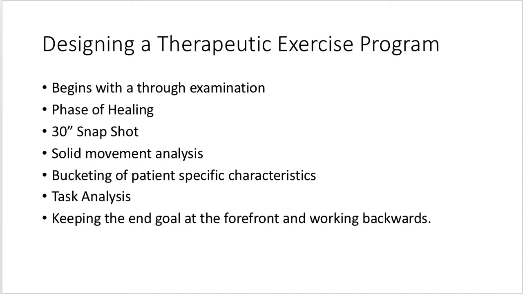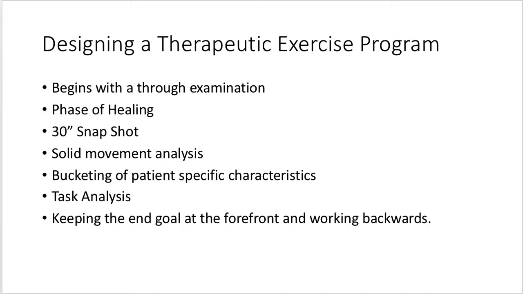You're going to use that 30-second snapshot to take a look at their posture, their anthropometrics, their general affect. All of that's going to go into that. You have to have a solid movement analysis. Make sure you analyze the task at hand that they are having trouble with. Then go from there and build your exercise program to be appropriate for that. Bucket your patient-specific characteristics. Are they a mover or a non-mover? Are they motivated or not motivated? How can you bucket them quickly so that your design can be that much more effective as you move on?